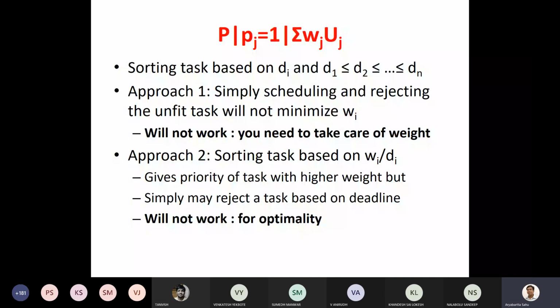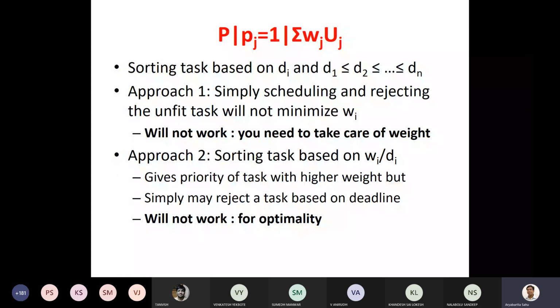Formally, what I can define is there are m identical processors and tasks. All execution times are 1, unit time execution time. They have individual deadlines. Preemption is not allowed. What we want to optimize is the summation of weighted missed jobs. Wj is the weight, and Uj is 1 only if the job is a miss.